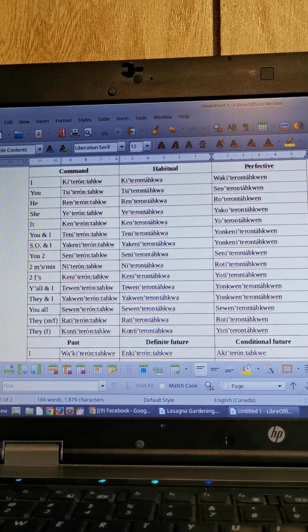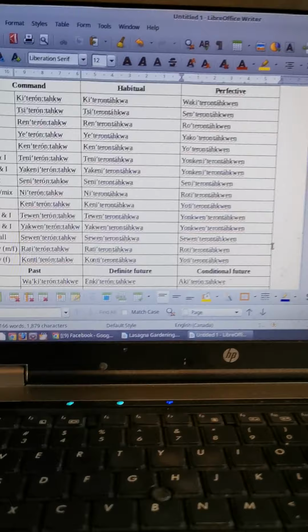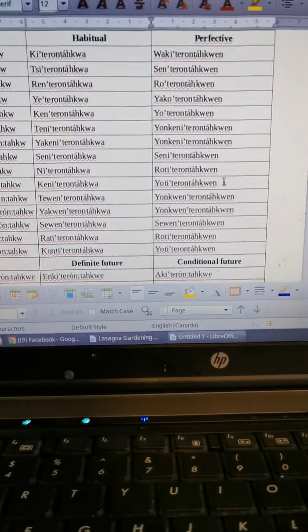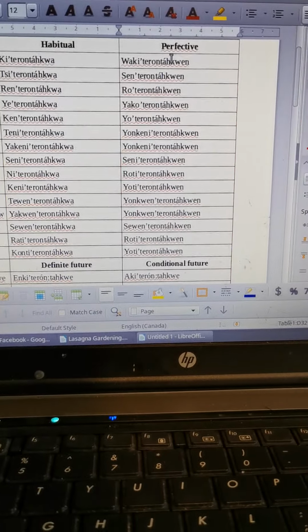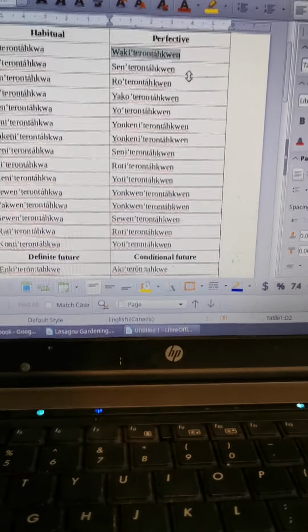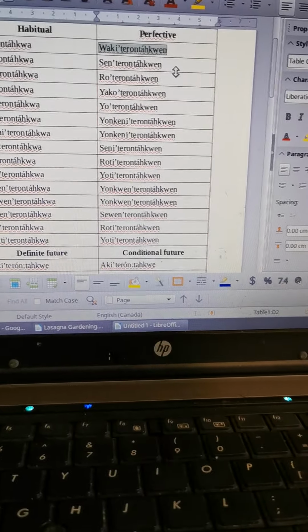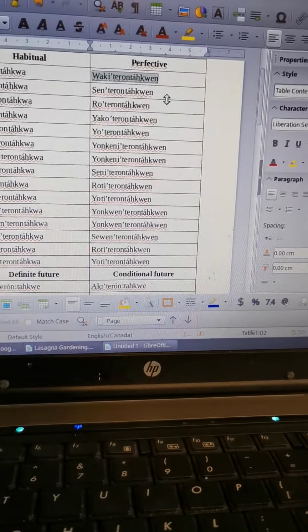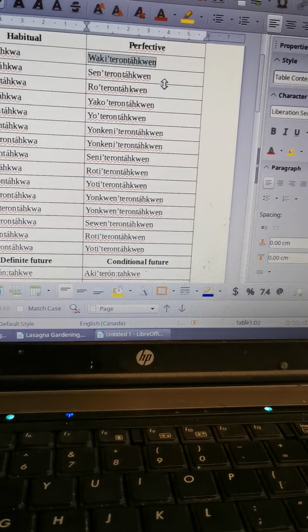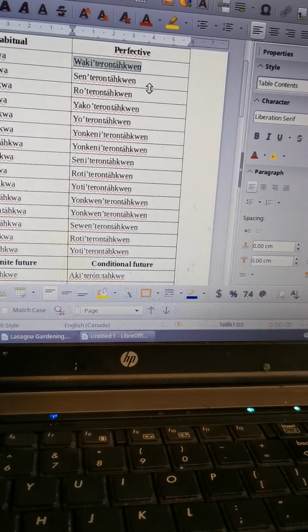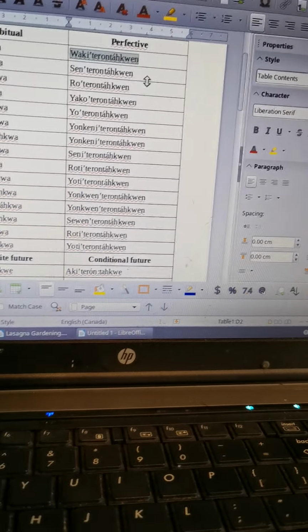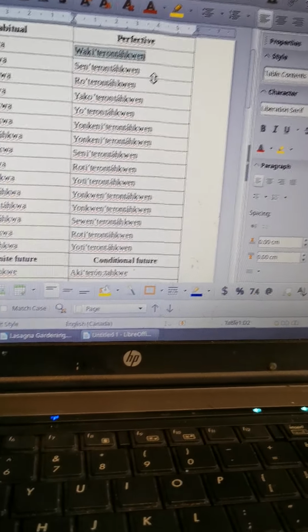Now remember, this is just an active chart. You can actually expand this chart. You can get perfective, and you can put these perfectives into the future. So wagit terontahkw is I have stayed home. That's present tense. You can put that in the future. An wagi terontahkw means I will have stayed home. An terontahkw, you will have stayed home.